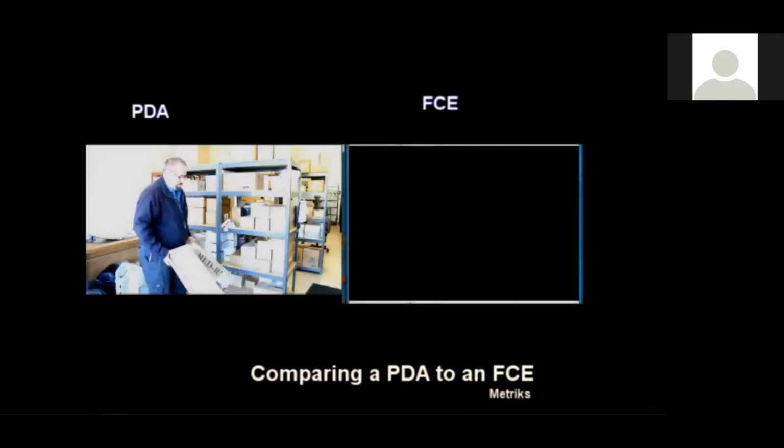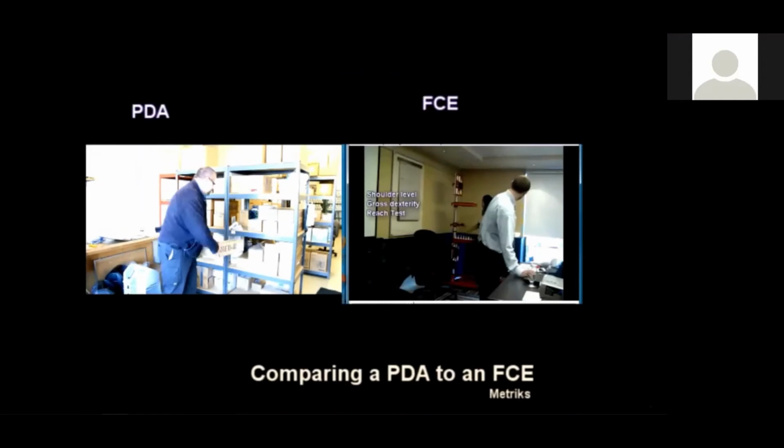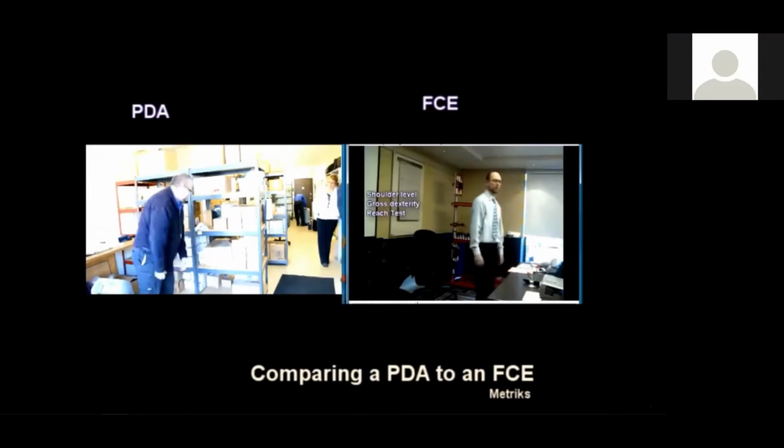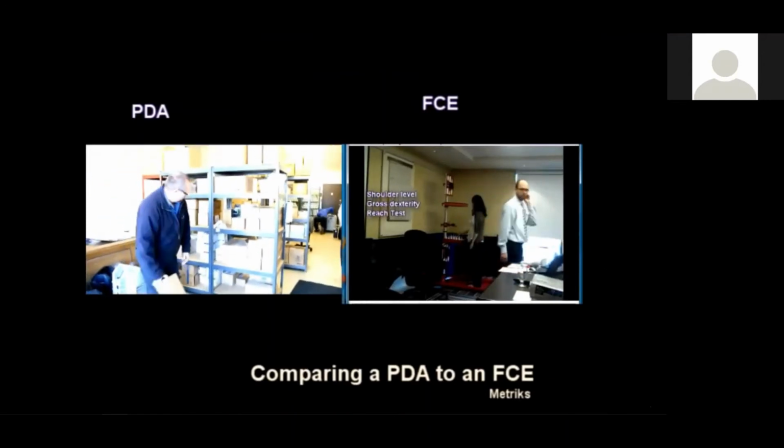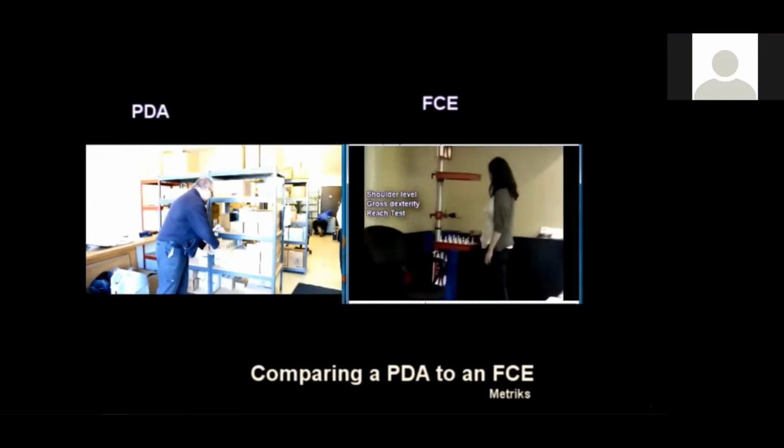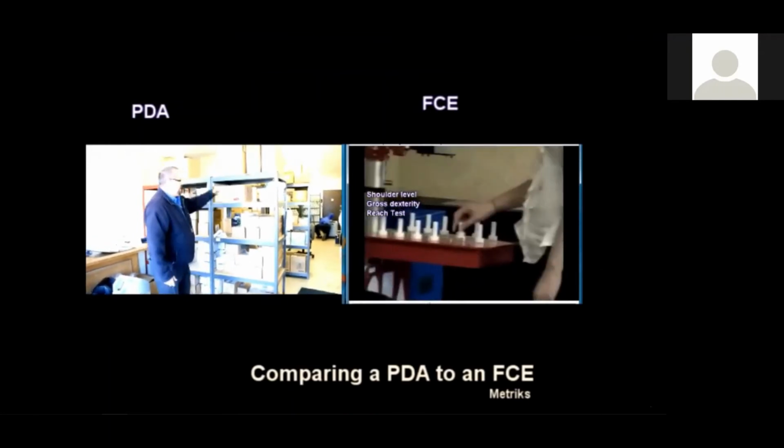In this video, we'll be comparing the results of a PDA to the results of an FCE. On the left-hand side, you can see the worker doing reaching at waist level. On the right-hand side, we'll be measuring waist level reaching during this dexterity test.